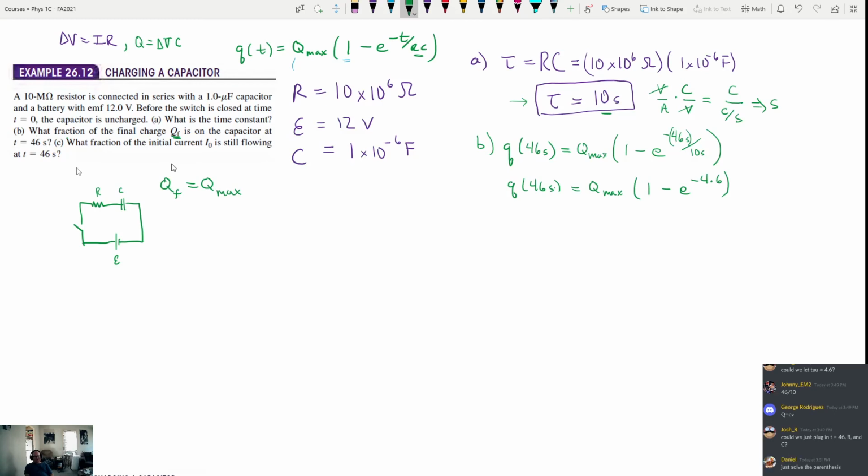Just solve the parentheses. That's right, because I can write a ratio now that the charge at 46 seconds divided by Q max is equal to 1 minus e to the negative 4.6. And so whatever this is equal to, that's going to give me the fraction that I want. That's the fraction that it's asking for, right? So if we plug that in, we're going to get 0.9899.